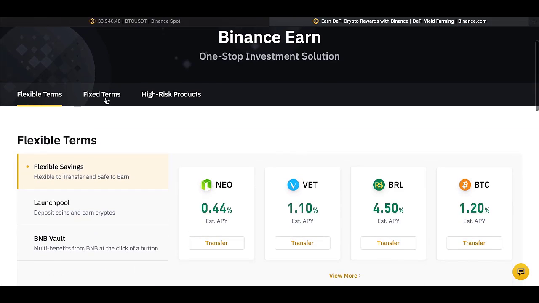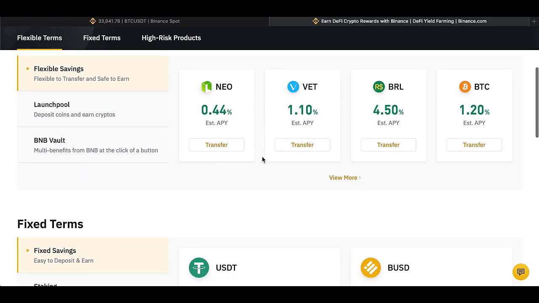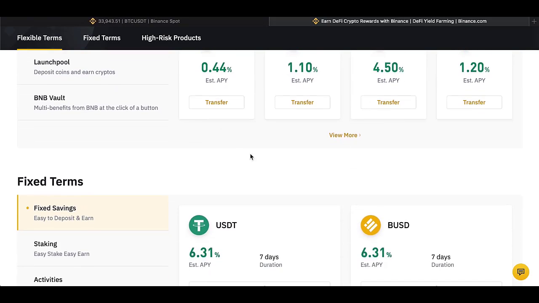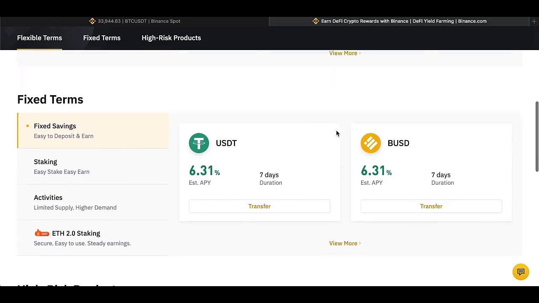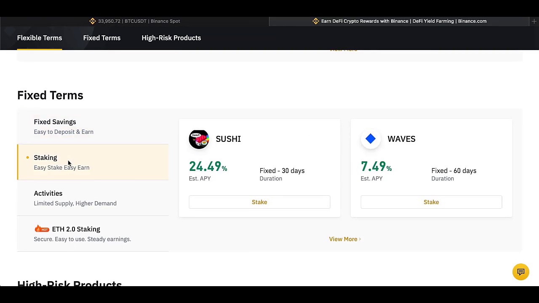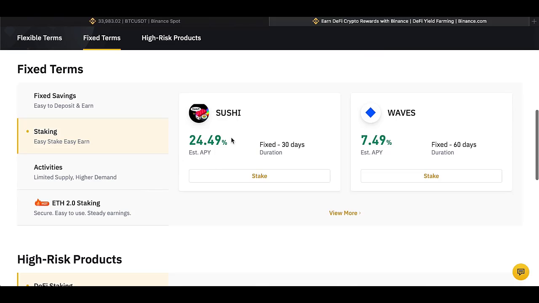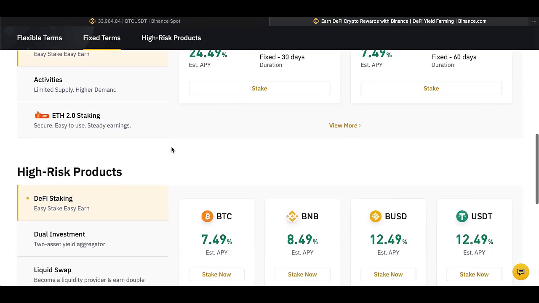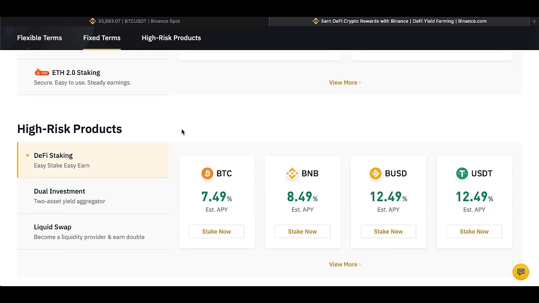There are flexible terms and fixed terms. Now, each cryptocurrency and each way of saving has different types of investments, but you can see them all here. So if you put some cryptocurrencies on account, for example, over a fixed term for 30 days or 60 days, you can earn an estimated APY or an income from the currencies that you actually have on account. And there are different types of staking available.